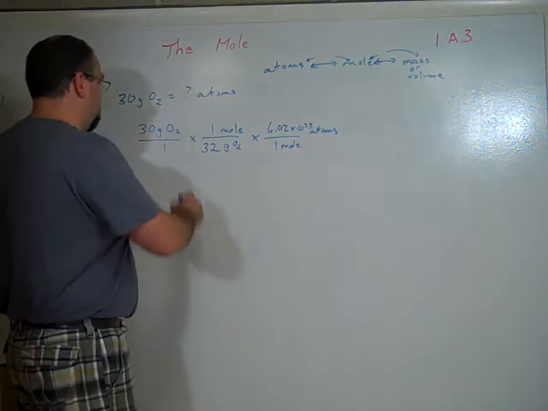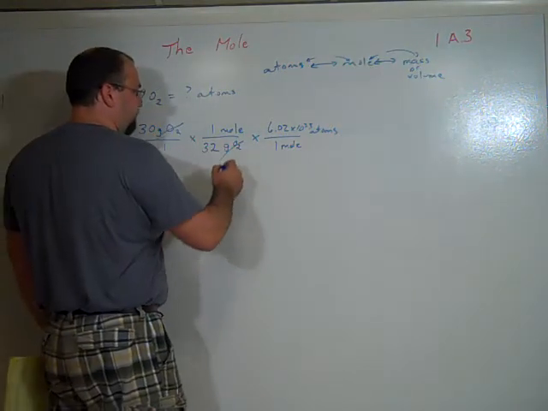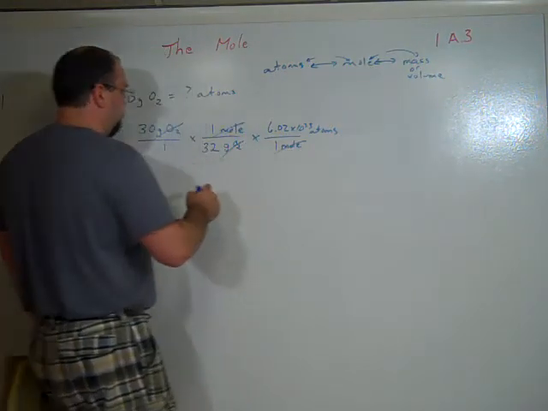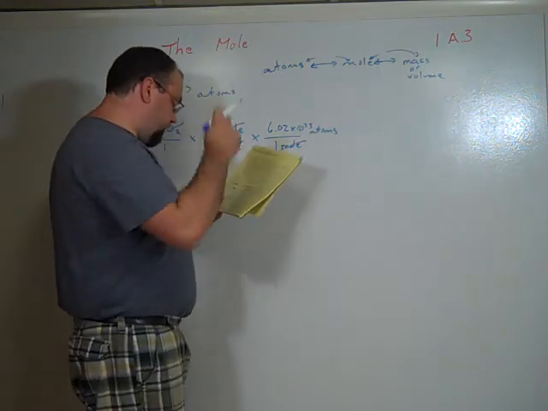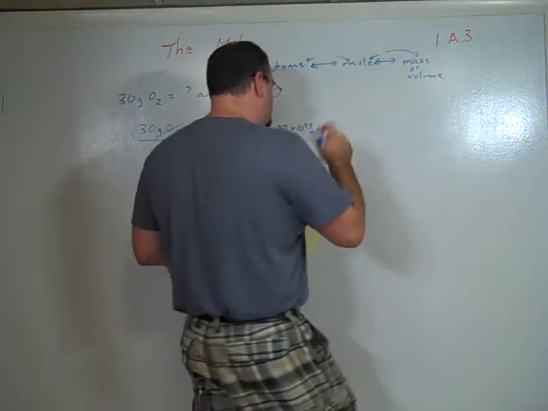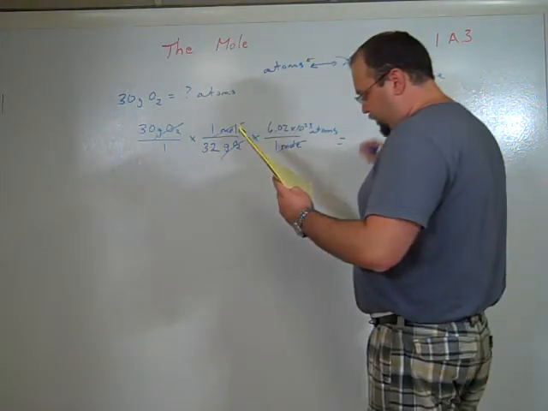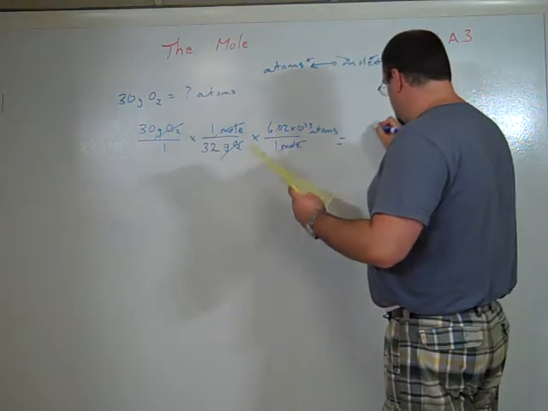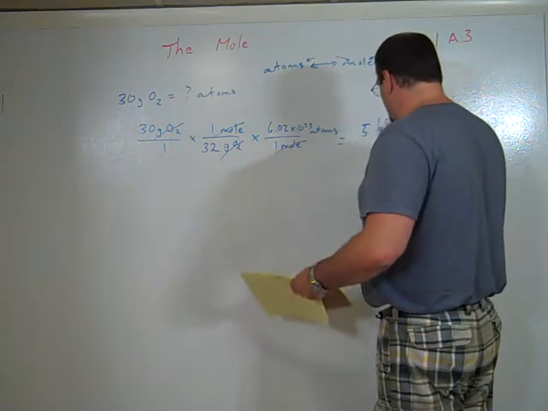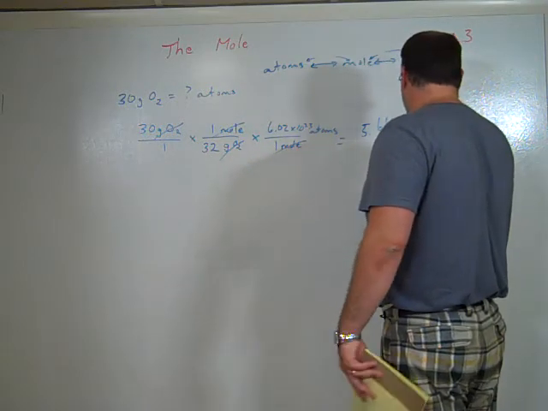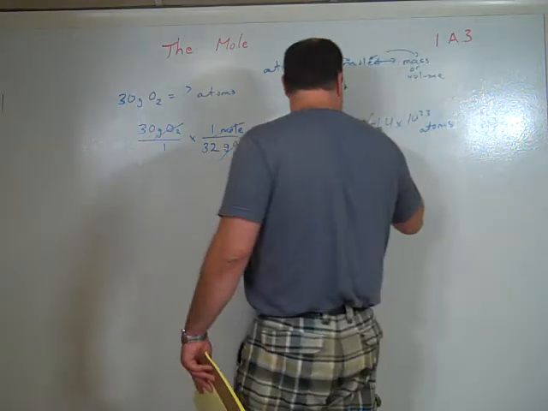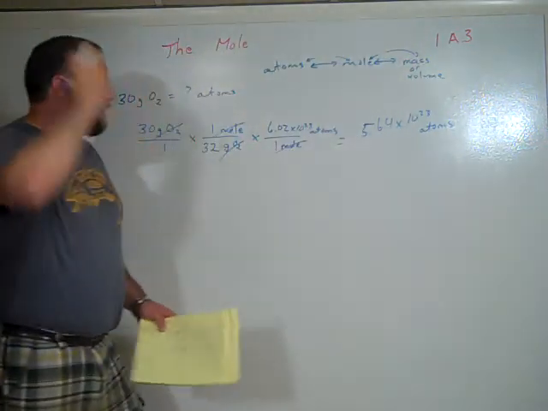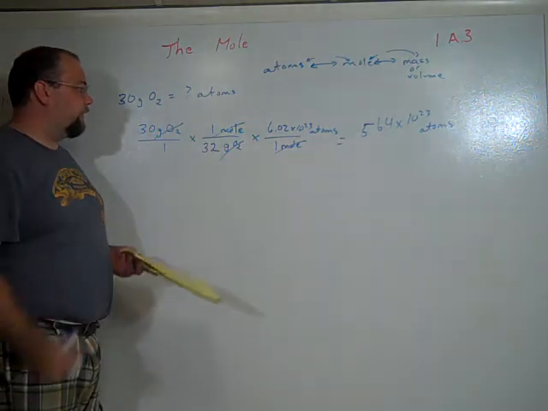Well, take a look. My grams of O2 are going to cancel out. My moles will cancel out. And I've got the unit I want. So all I have to do is just start plugging and chugging into a calculator. And I get 5.64 times 10 to the 23rd atoms. That was my calculator sound, by the way. 5.64 times 10 to the 23rd atoms. Okay?